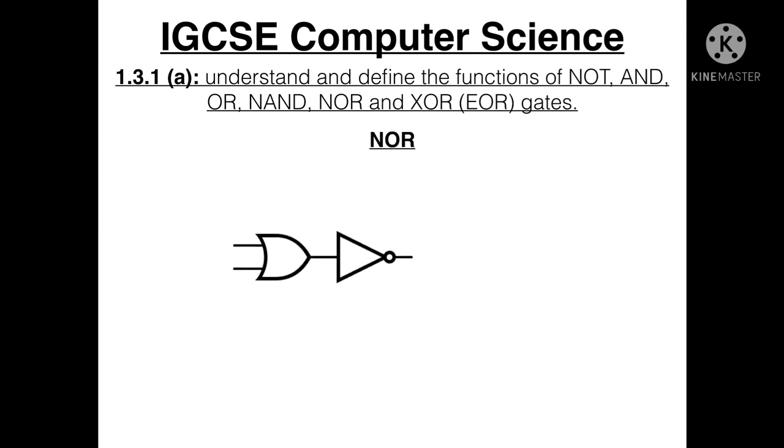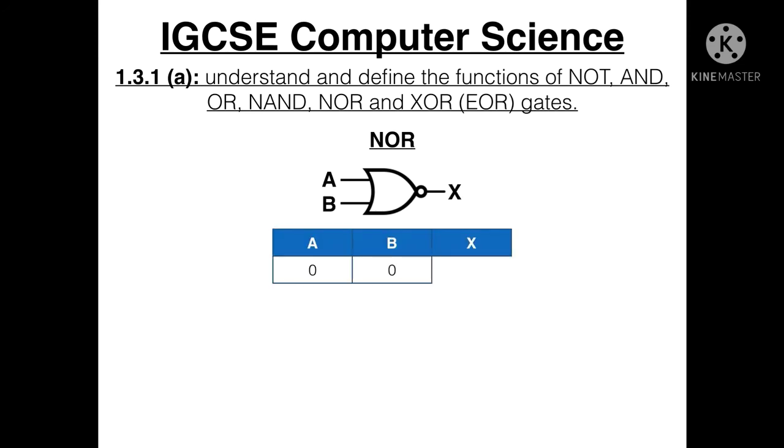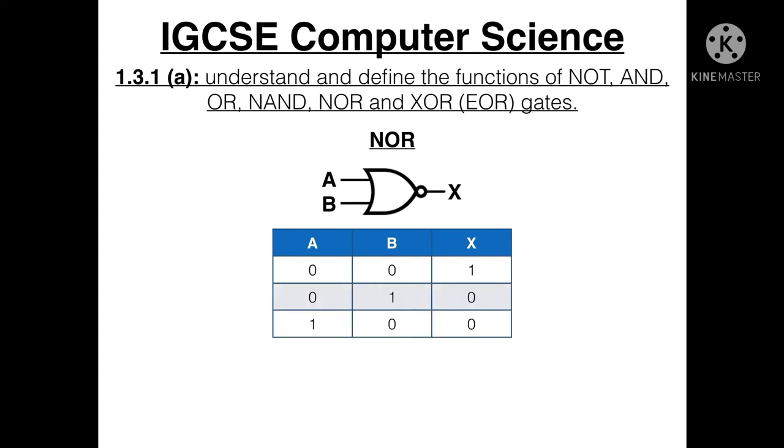So the NOR gate is the same principle. We stick a NOT gate in front of the OR gate to make a NOR gate. So not OR. So let's take a look at the truth table for this. So 0, 0, 1 as expected, 0, 1, 0, 1, 0, 0, 1, 1, 0. So this was expected because it's the opposite of the OR gate truth table.